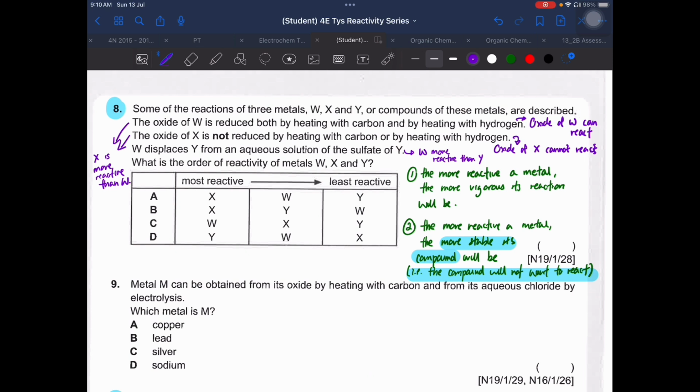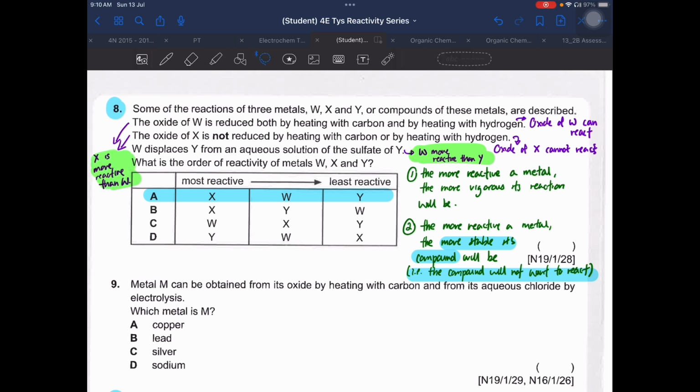Okay, so now let's take a look at how we arrange everything. X is more reactive than W. W is more reactive than Y. In other words, X will be the most reactive chemical, followed by W, followed by Y. This is based on the conclusion using W is more reactive than Y and X is more reactive than W.